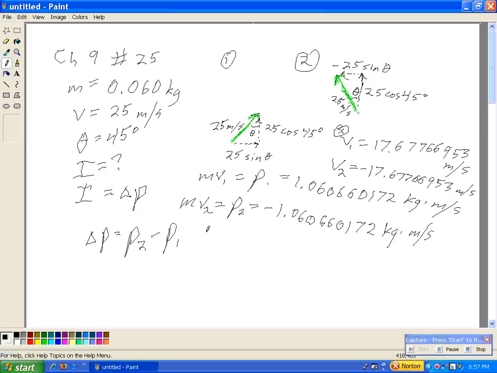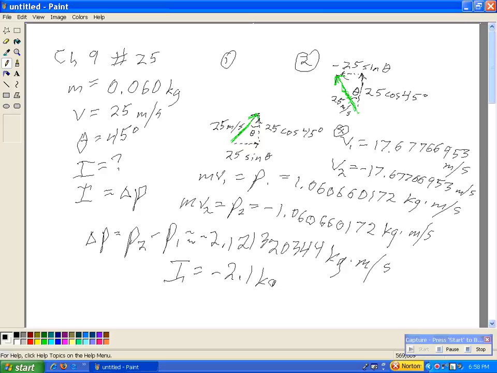And that becomes negative 2.12132034 kilogram meters per second. The impulse is, therefore, negative 2.1 kilogram meters per second.